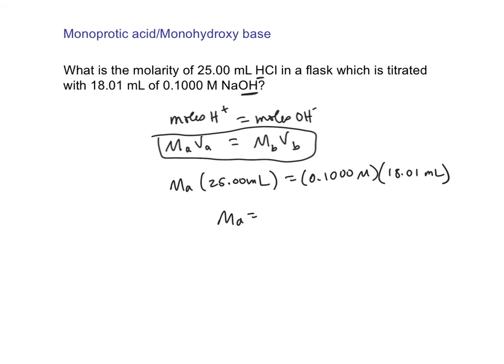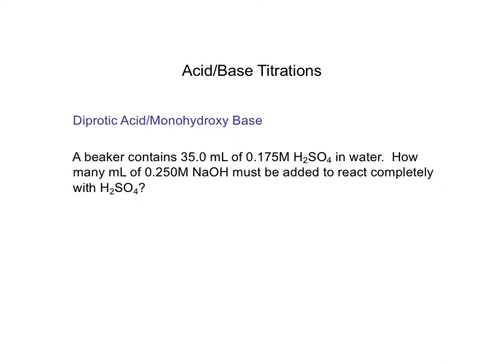And this would be 0.1 times 18.01 divided by 25. So this will be 0.072, how many sig figs here? 4. Molarity of the acid, 0.07204. Alright, then the next one here, diprotic monohydroxy base.